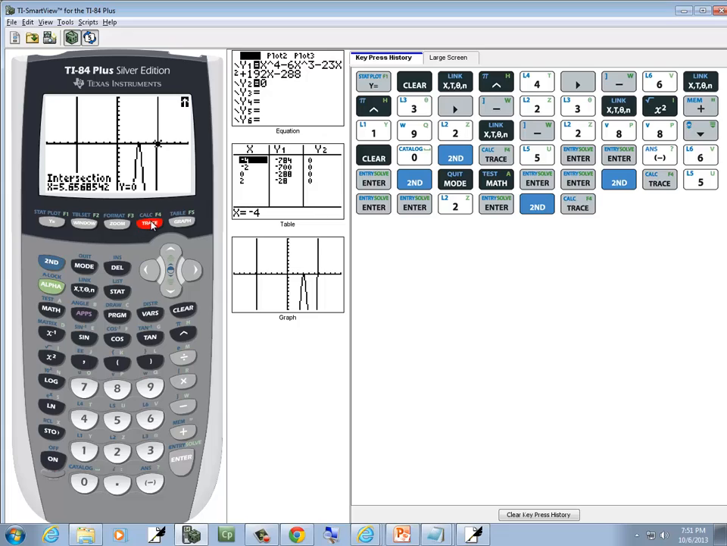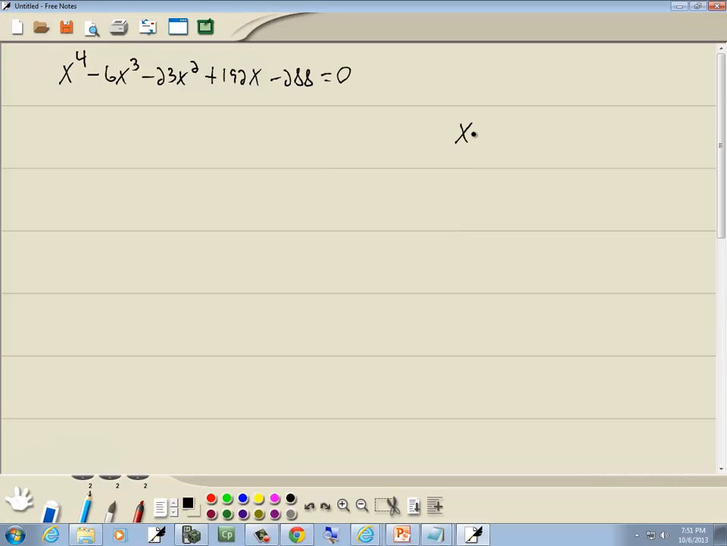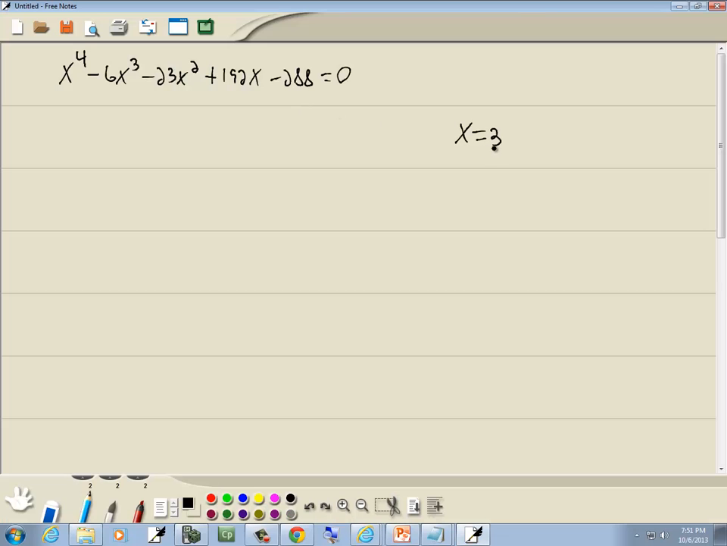So do second trace, choose intersect. Enter on first curve, enter on second curve, and I'll put 3 in for the guess. And see how it finds x equals 3. Now I don't know if you noticed or not, but the one it found over here had a bunch of weird decimals. There was no way that was going to change to a fraction. And how it always works is if you have one that won't change to a fraction, you'll have another one that won't change to a fraction. So this is our only answer.